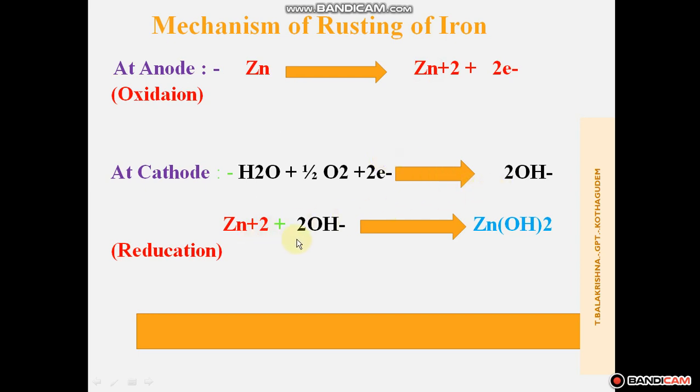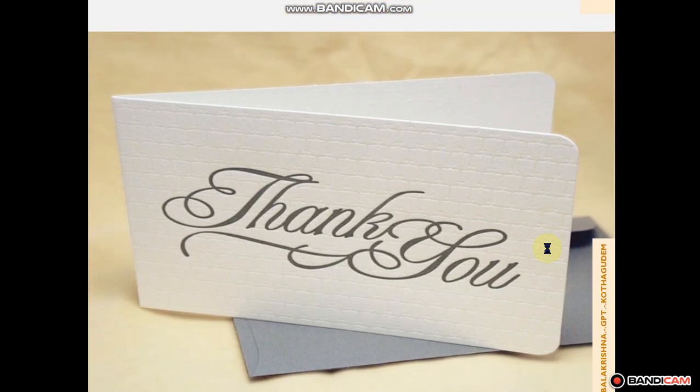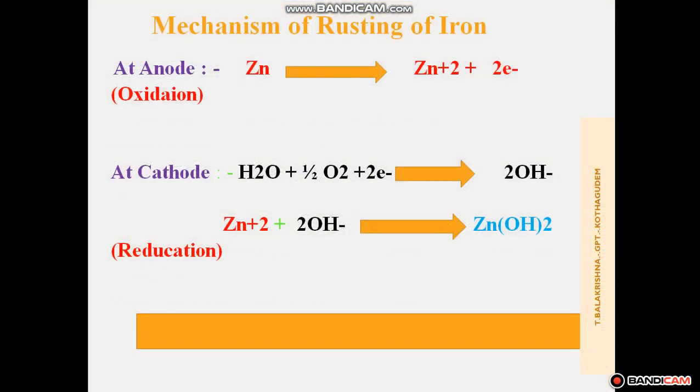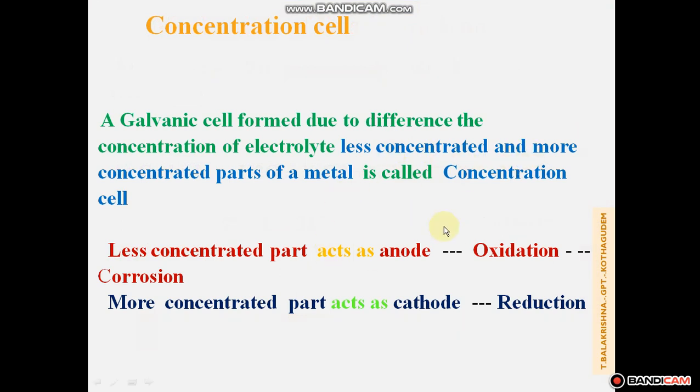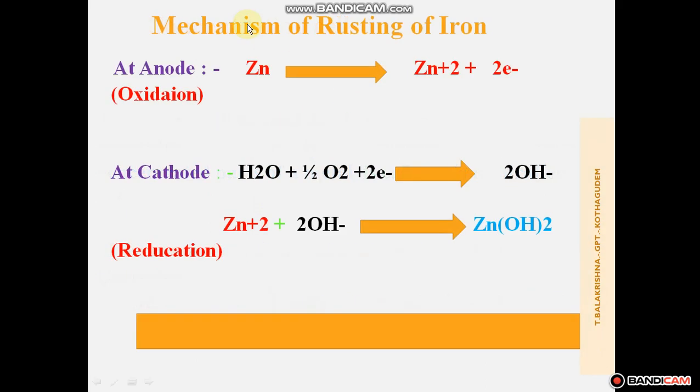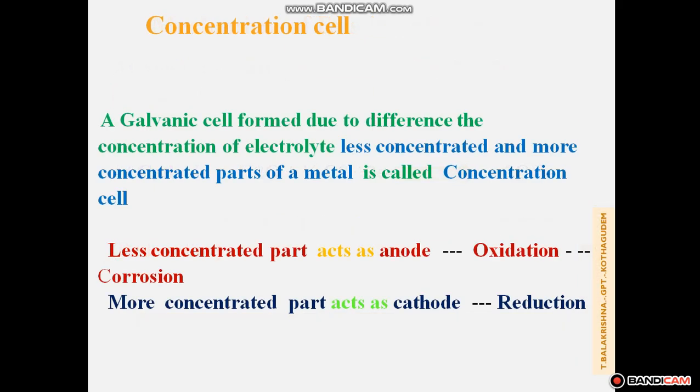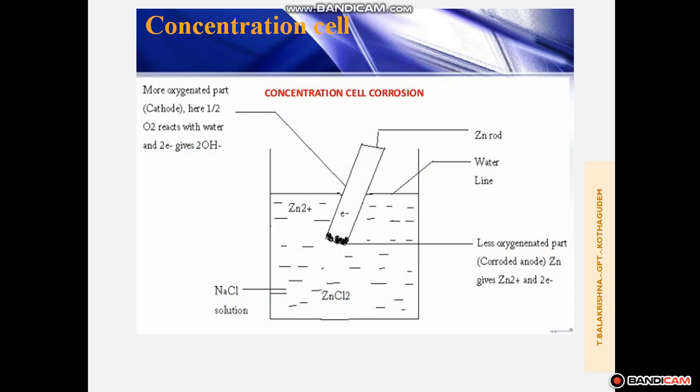What is the next step in the corrosion reaction? According to the electrochemical theory of corrosion, the metal ion formed at the anode and the non-metal ion formed at the cathode combine with each other. They form zinc hydroxide. So here zinc is converted into zinc hydroxide. This cell is formed depending only on concentration. Less concentrated part acts as an anode, more concentrated part acts as a cathode. The cell formed depending upon the concentration is called concentration cell. These are the reactions, and this is the diagram representation of concentration cell.